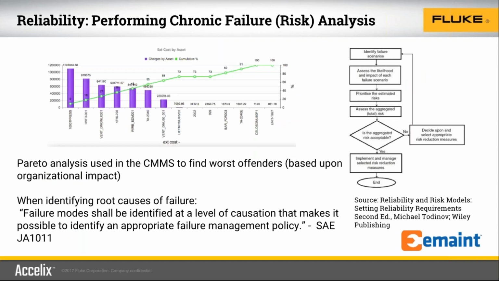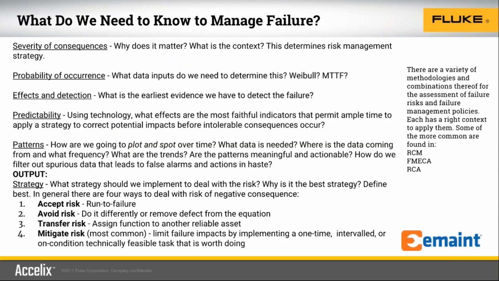So performing chronic failure analysis is a little bit more detail in that. We're just looking for the worst offenders, and it's really going to be based on the organizational impact. Some of that might be focused on return on assets, and in other situations it might be more about safety and environmental concerns or regulatory concerns. So we can look at different consequences here and do different Pareto analysis, and so commonly it's going to be, what is this asset costing me?